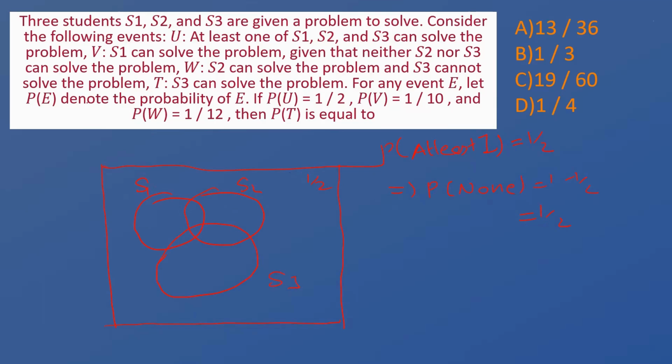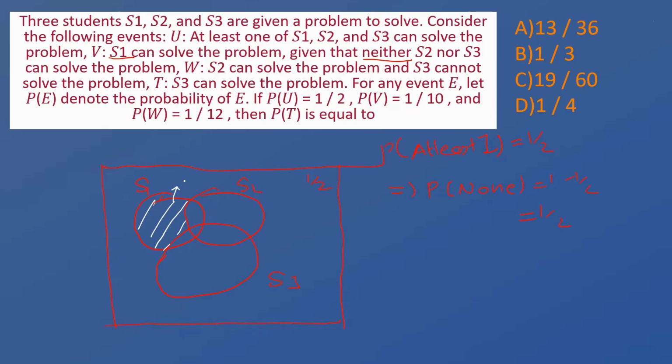Now, I underlined the second statement. S1 can solve the problem, given that neither S2 nor S3 can solve it. This is the conditional probability, P of V, and it's given as 1 by 10. I highlighted the S1 circle with white, just to keep track, and wrote 1 by 10 above it.